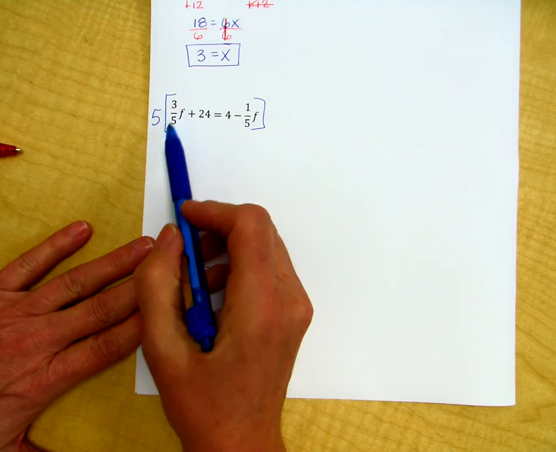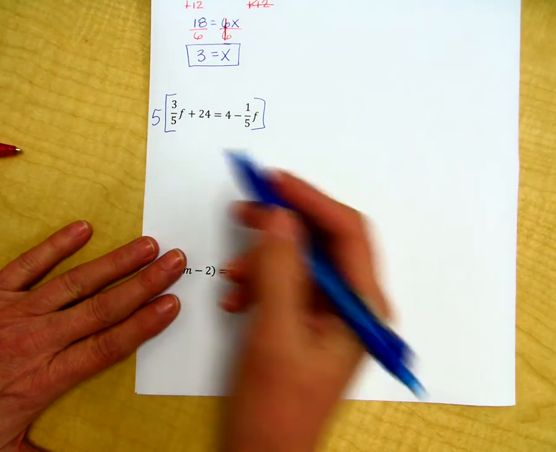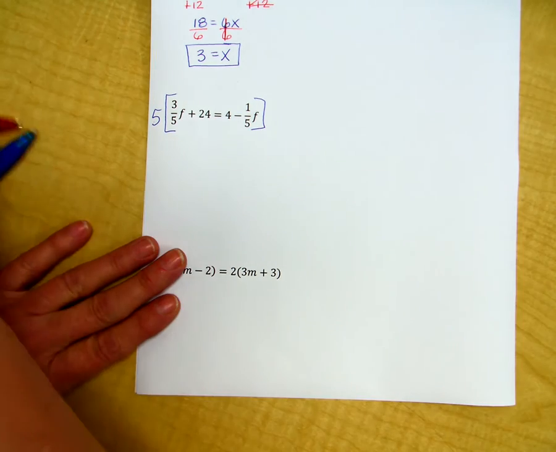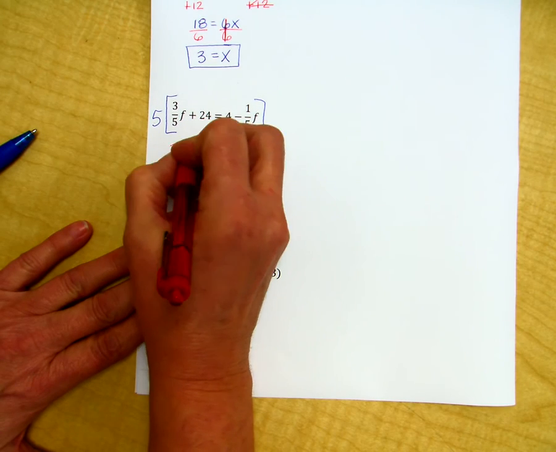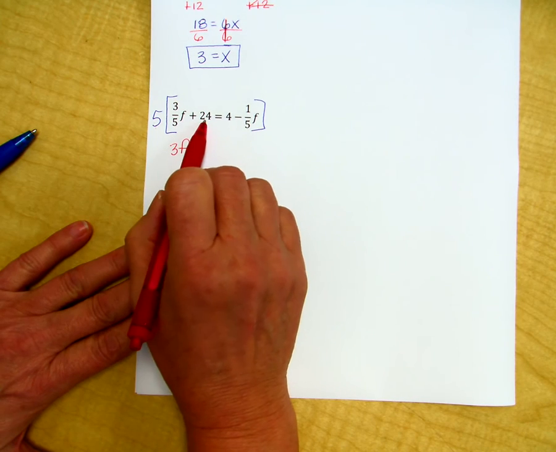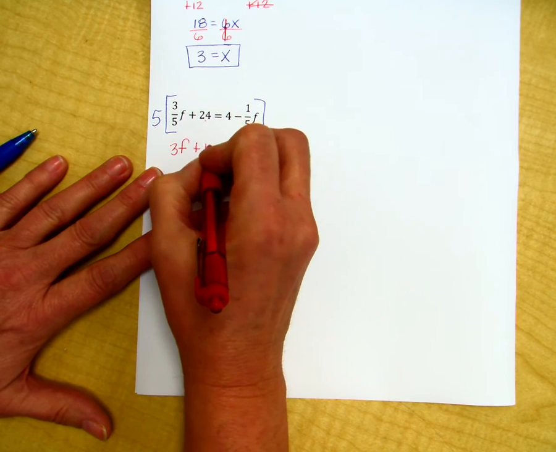So if I take 3 over 5 and multiply it by 5, these 5's will cancel, and that is going to leave 3f. 5 times 24 gives me 120.